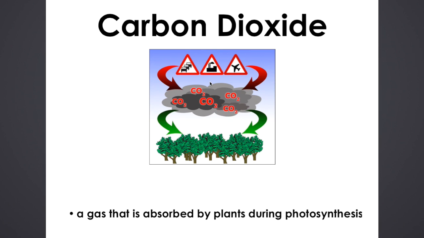Okay, carbon dioxide is CO2, and it is a gas that is absorbed by plants during photosynthesis. So here we have cars, factories, and airplanes. They all create carbon dioxide, and then the plants use the carbon dioxide for photosynthesis.